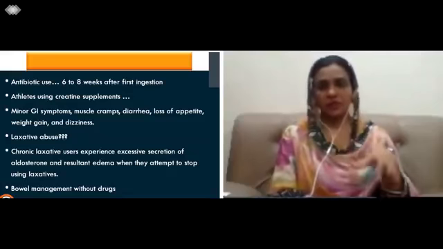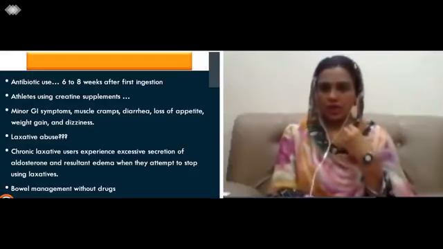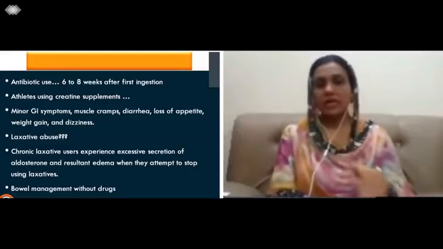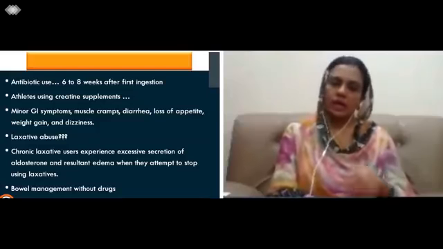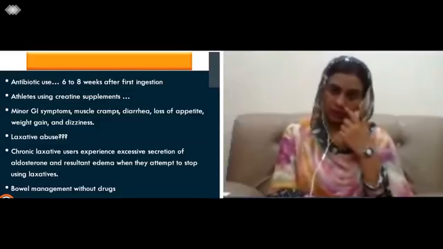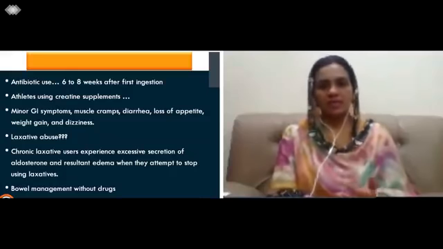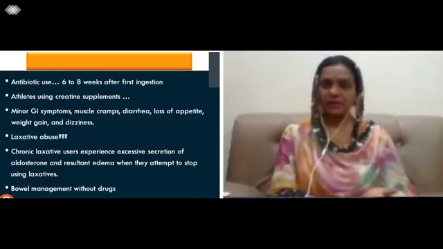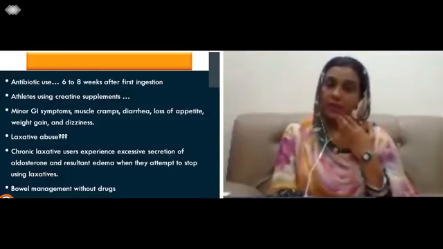becomes a vicious circle. Whenever a chronic laxative user tries to stop the use of laxatives, it results in excessive secretion of aldosterone, and excessive secretion of aldosterone will result in edema, which obviously manifests as weight gain. So whenever the patient tries to leave the laxative, there will be a reflex weight gain, and then the patient will again switch towards the use of the laxative. So that becomes a vicious circle.